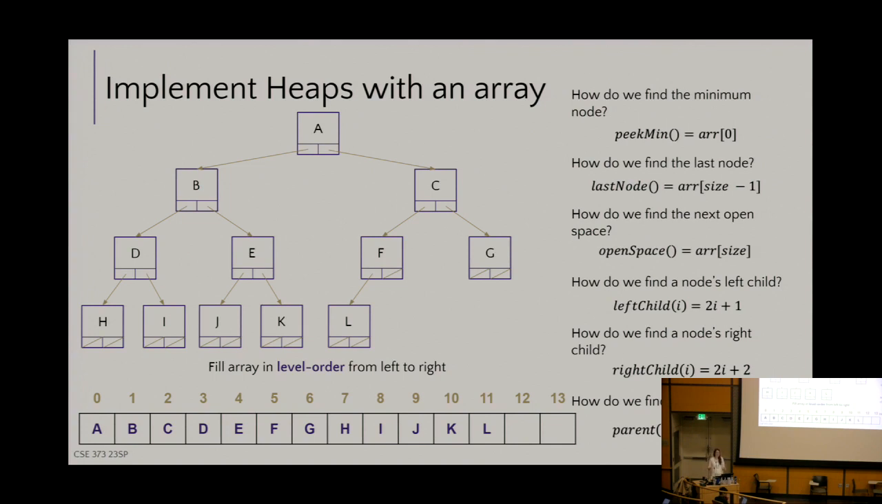So if you do some algebra to just reverse those equations, to go from child to parent, say when you are percolating up, then let's say I want to find I's parent, I is at index 8. We do 8 minus 1, that's 7. 7 divided by 2 is 3, because we do integer division. And that's how we find the D. Any questions?